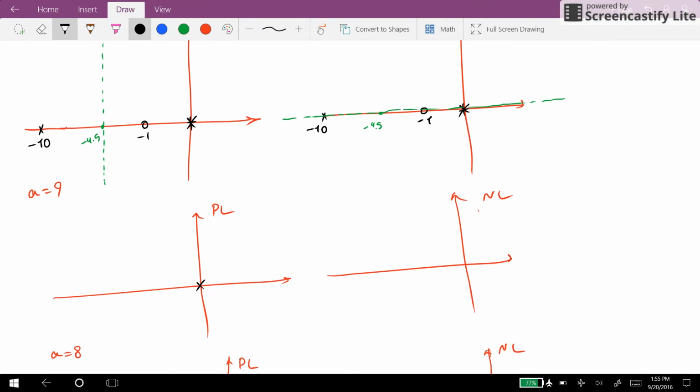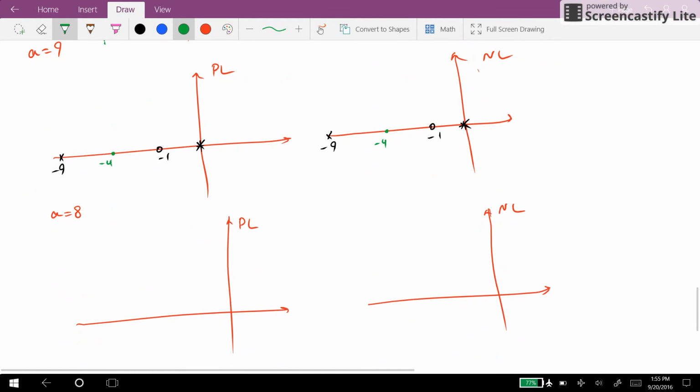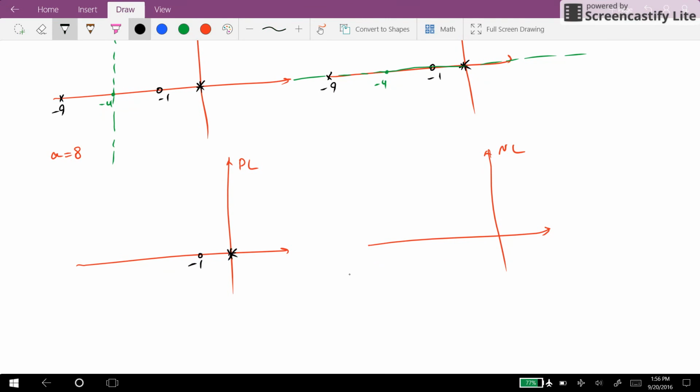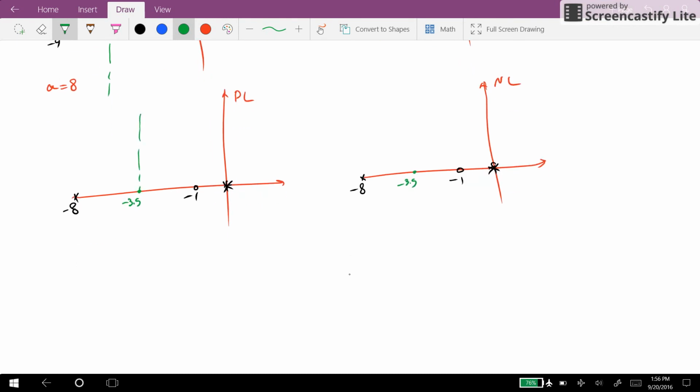For A equal to 9, we have two poles at the origin, one zero at minus 1, one pole at minus 9, and the same here for the negative locus. In this case, xa is minus 4, and the angles of the asymptotes are the same: pi over 2, minus pi over 2, 0 and pi. For the third case, we have two poles at the origin again, one zero at minus 1, one pole at minus 8, same here. This time xa is at minus 3.5, and the angles of the asymptotes are again the same. So here we have pi and 0.